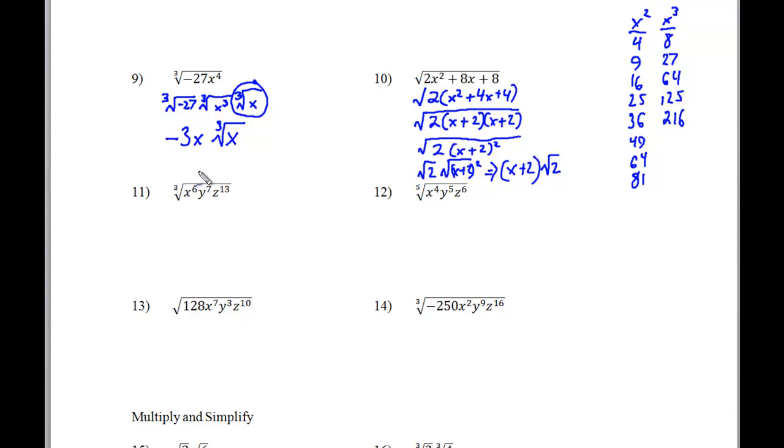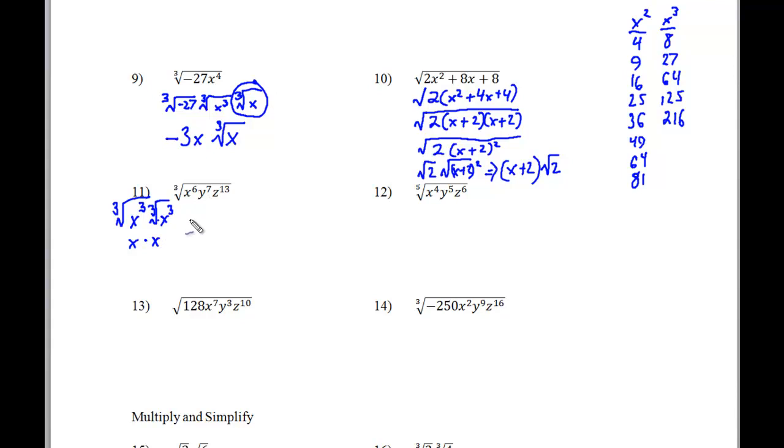Now, dealing with these radicals, I'm going to show you in problems 11 and 12 the short way and the long way, but start out with the long way first. x to the sixth is the same thing as writing x cubed times x cubed, because you add the exponents to get to x to the sixth. And because of the product rule, I can break these into the cubic roots times these x's. That's going to leave me with x times x.